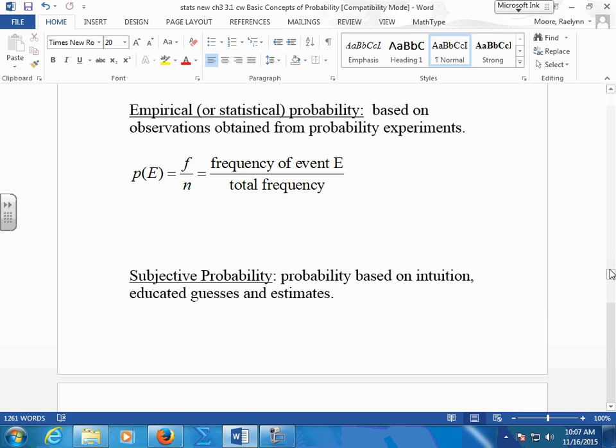Okay, empirical. I like to call this one, they call it your statistical. It's also called your experimental.